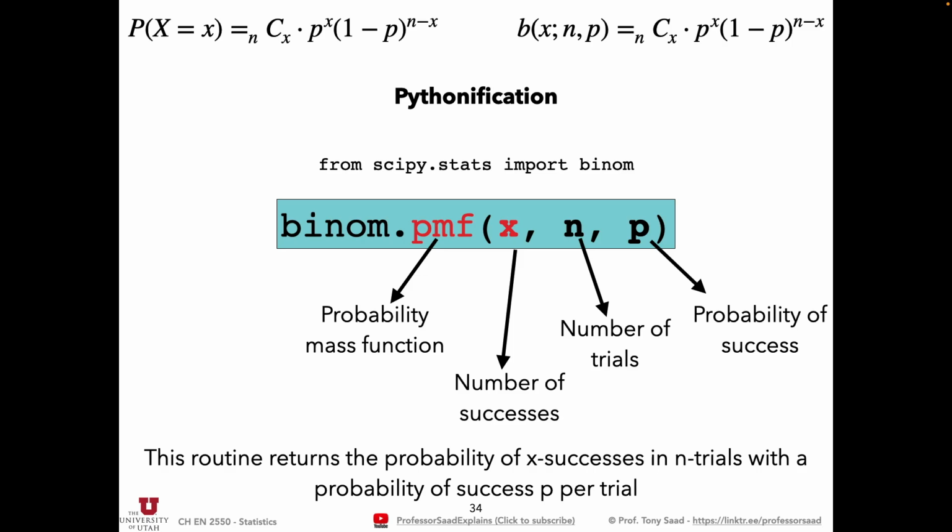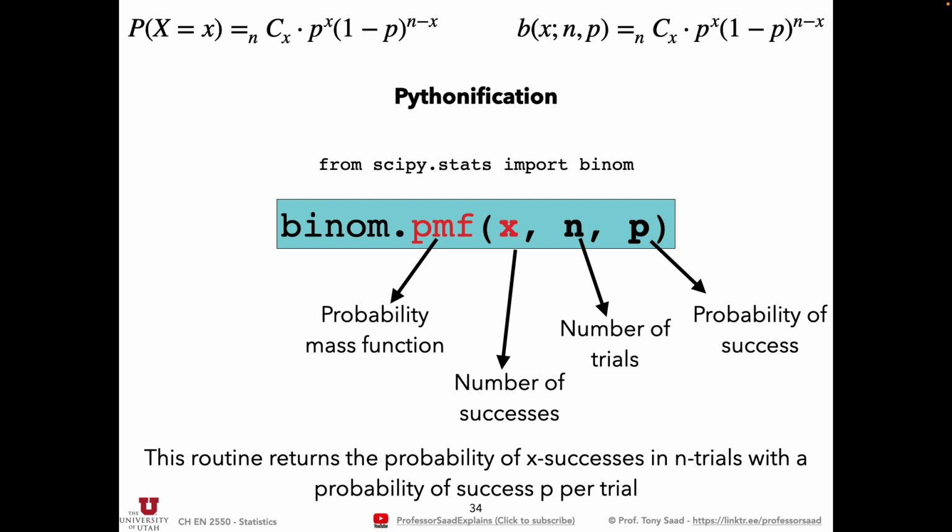So you import what's called binom from scipy.stats. You just call from scipy.stats import binom, and you simply call binom.pmf. That gives you the probability mass function for a given x, that's what you're looking for, the number of successes, and the number of trials, and p, the probability per success. That's it. That's all you need to do. And it's going to give you a value. What is that value? It's the probability of getting x successes in n trials. Now, this routine returns that probability of x successes in n trials.